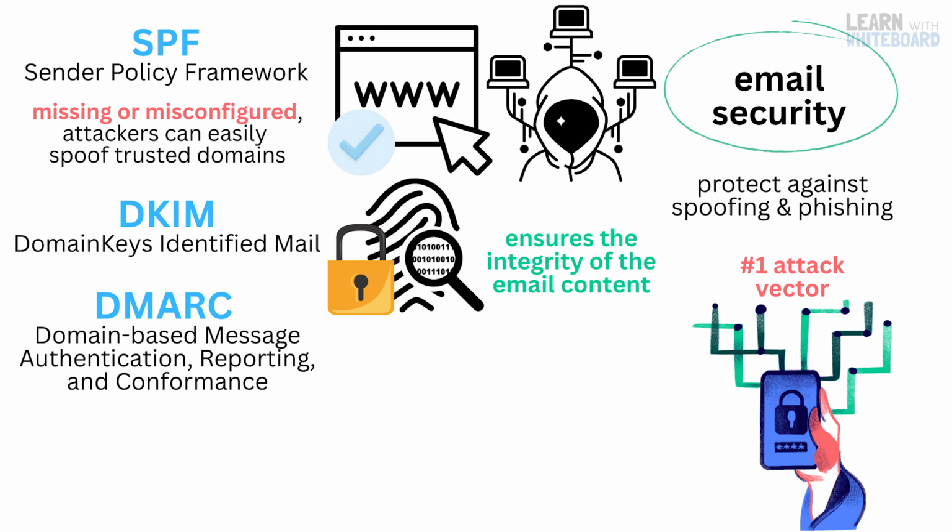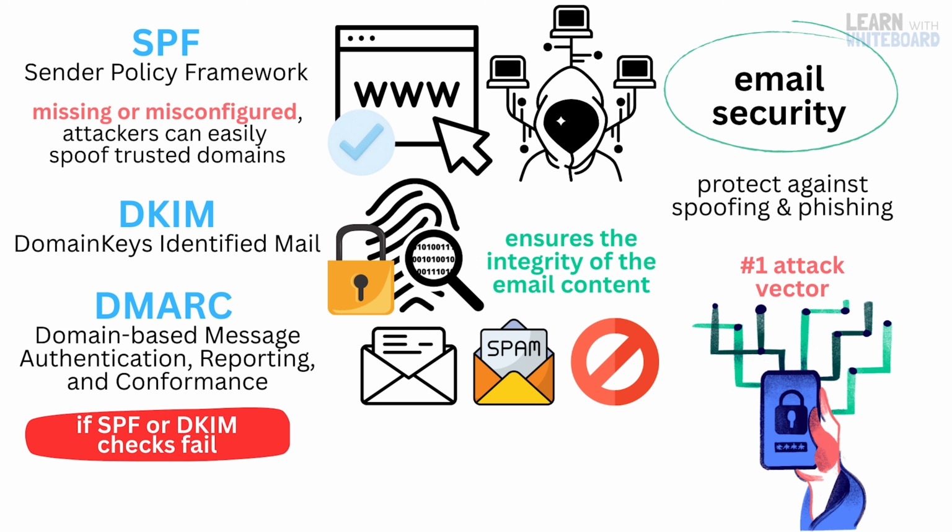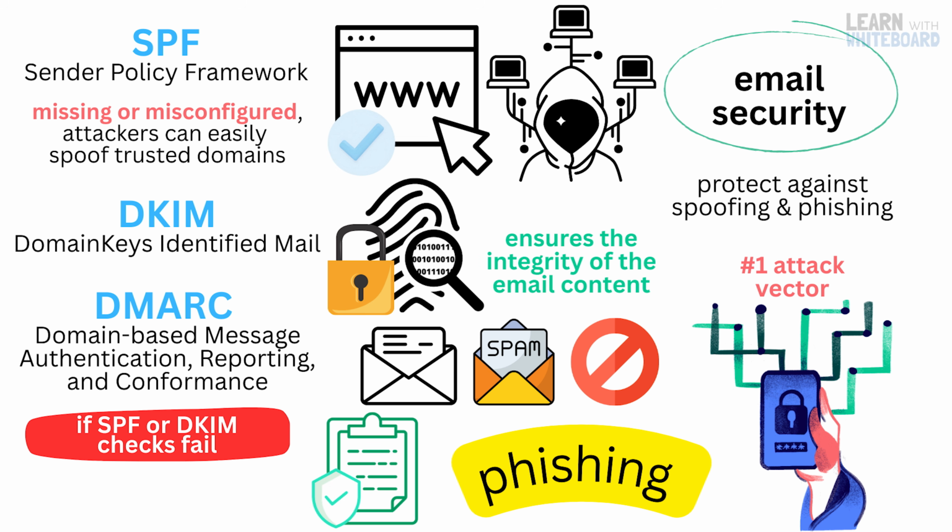DMARC ties everything together by telling email providers what action to take if SPF or DKIM checks fail, whether to allow the email, send it to spam, or block it entirely. It also provides visibility through reports, helping organizations monitor and improve their email security posture over time. Even today, phishing succeeds not because these protocols don't exist, but because many domains still haven't configured them correctly.